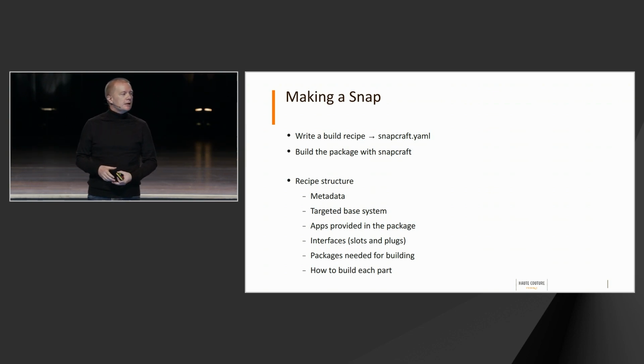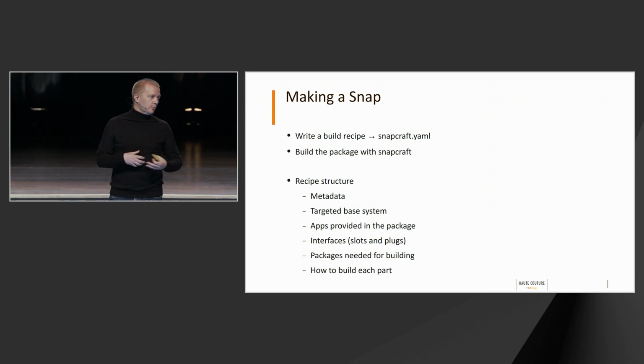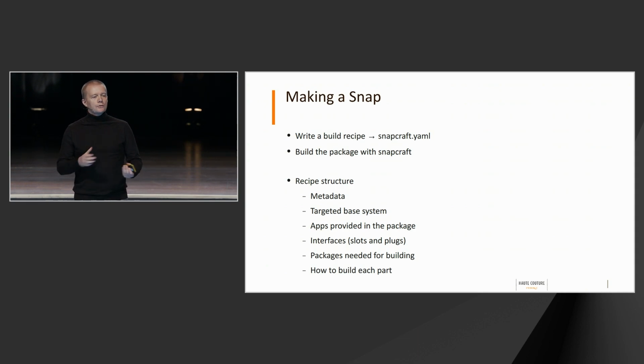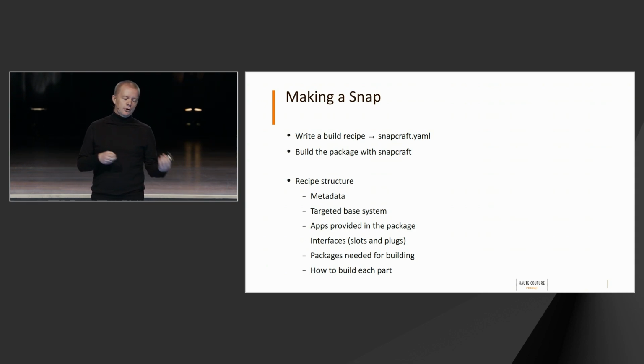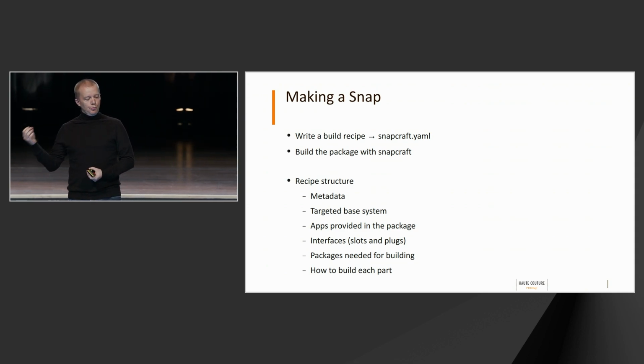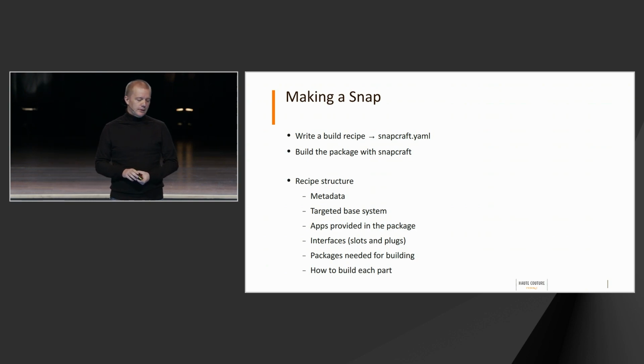In that recipe, you get many different things. You've got some metadata, the targeted base system, the apps which are actually provided in the package. That can be one, but that can be more. The interfaces needed by the package or each of the apps, and you have to say if you want it as a slot or as a plug, if you're a provider or a consumer of that interface. And the packages which are needed to build your snap, and then the actual steps to build each of the parts which end up in your snap.